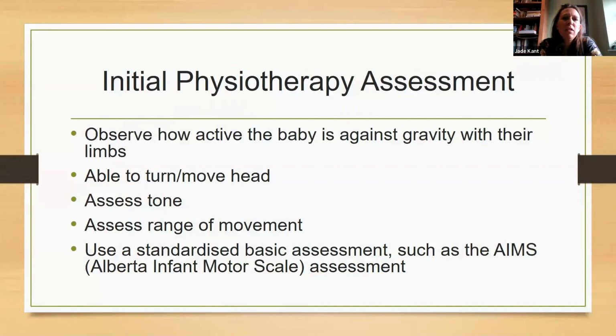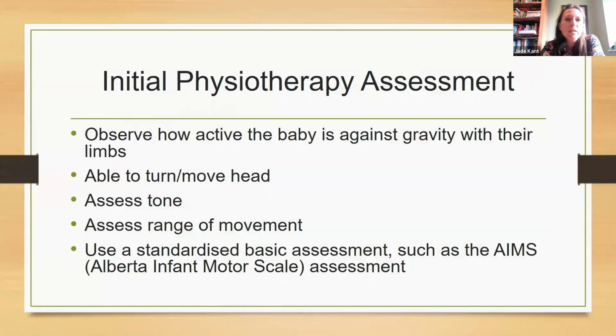So, initial physiotherapy assessment, what would we do? We do what doctors and nurses do. We observe how active the baby is against gravity and how they're moving their limbs. We also look as to whether they can turn their head, move it side to side, or also importantly, are they able to maintain midline for a couple of seconds? We'd look at their tone. We'd also look at range of movement.